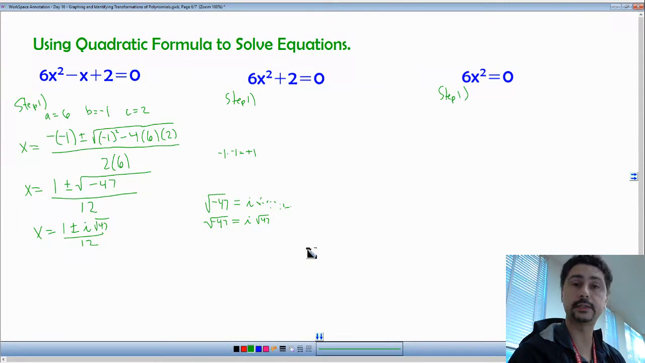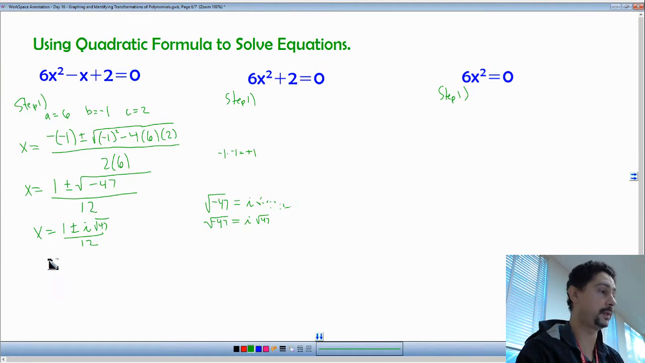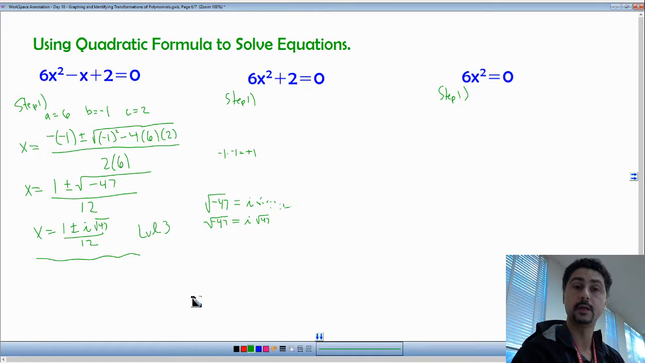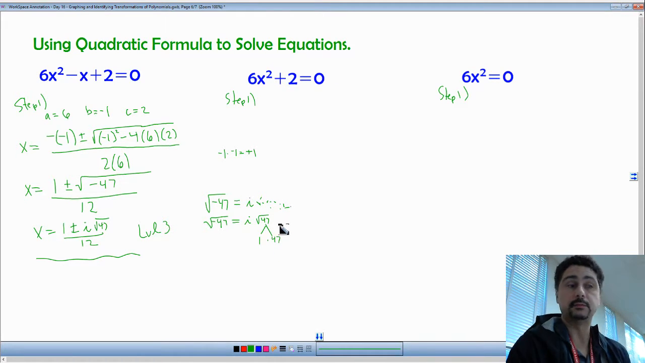Now, there is one additional step for level 4 people, okay? So this gets us to level 3. But for those of you going for the level 4, you have to check the factors of 47. You will find out that 47 is a prime number. The only whole numbers that multiply to 47 are 1 times 47. And so since it's the square root of a prime number, we're done. There's nothing to break down here, so you leave it here.